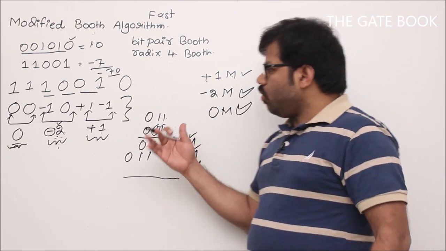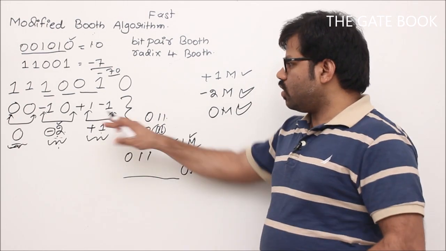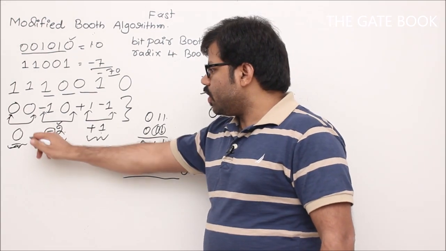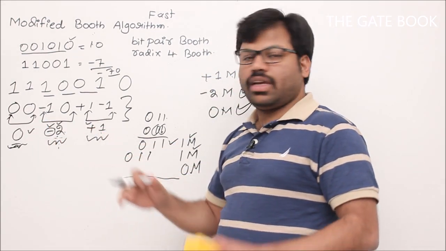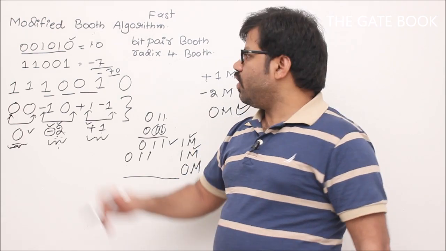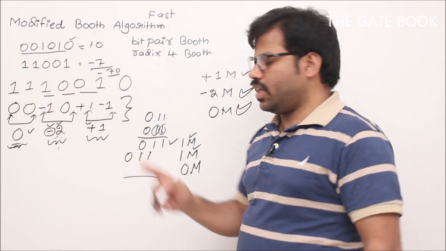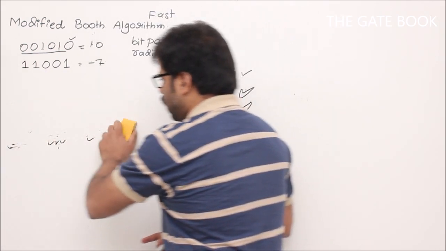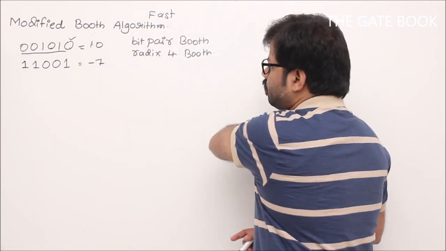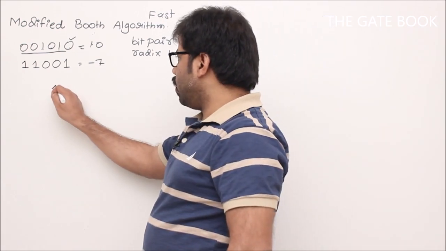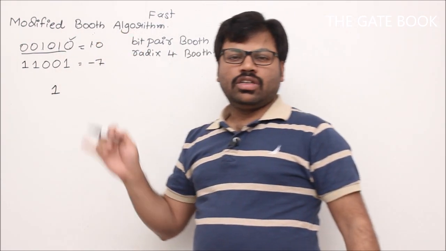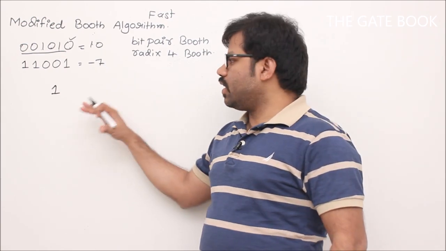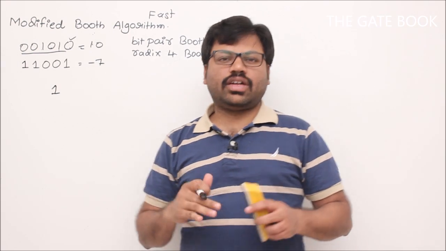Now, sir, how do you decide everything? So this is all our imagination, correct? How can this 0, -2, +1 be calculated just by seeing the multiplier? I will tell you. By seeing the multiplier, we can find out that 0, -1, -2, everything. I will tell you the technique. That is one thing you should learn in the modified Booth algorithm. I don't want to spend much time here, that's why I'm just giving the rough idea. So don't try to understand everything.